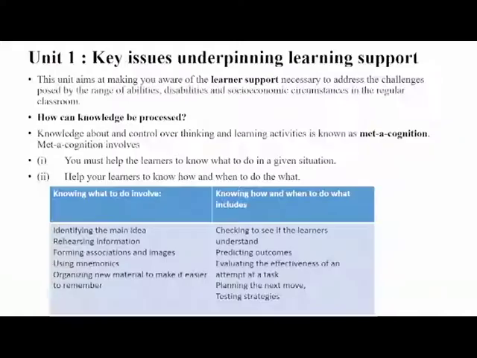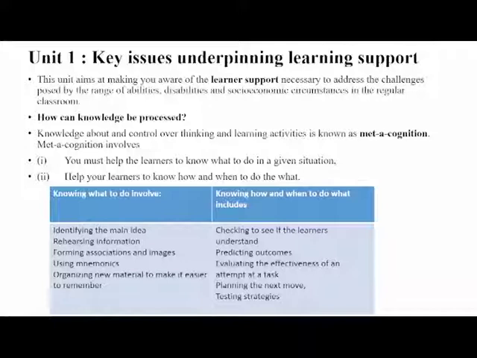Let's begin. The first unit under this topic is key issues underpinning learning support. We are not going to do everything, but we are just looking at the main points that are quite part of your examination. So this unit aims at making you aware of learner support, the necessary things that you need to do to address the challenges posed by a range of abilities, disabilities, and socio-economic circumstances in the regular classrooms. We have different types of learners in our classes.